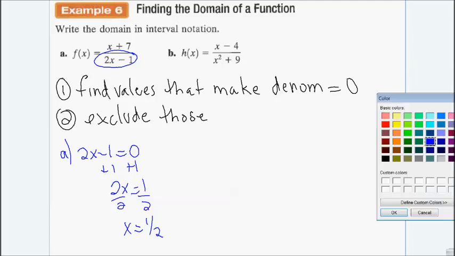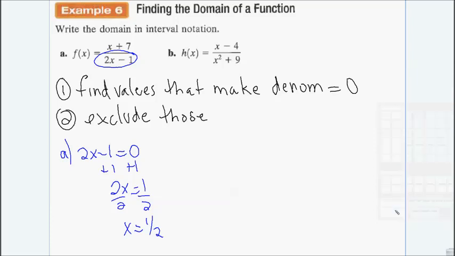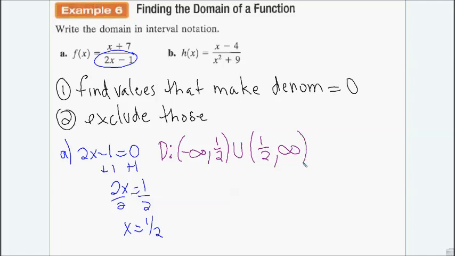So to write this domain in interval notation, I can go from -infinity up to 1/2, but I can't include 1/2. And then from there, I go from 1/2, which I'm also not including, to infinity. And that is my domain. This notation right here excludes 1/2. So basically I'm saying that x can be any number in existence except 1/2. And the reason it can't be 1/2 is because 1/2 is what would make that denominator 0.